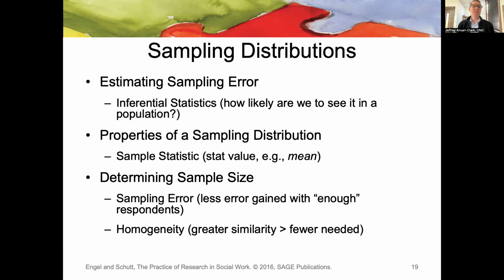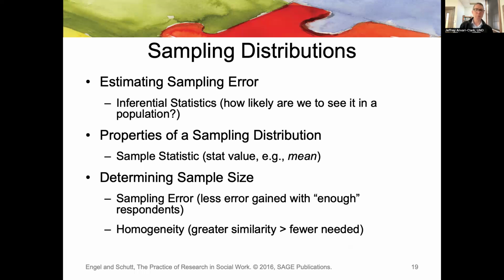That might be the statistical value of the mean, as well as looking at the sample size. Do we have a larger sample group? If so, we have less error because we had enough respondents, and that can be calculated.